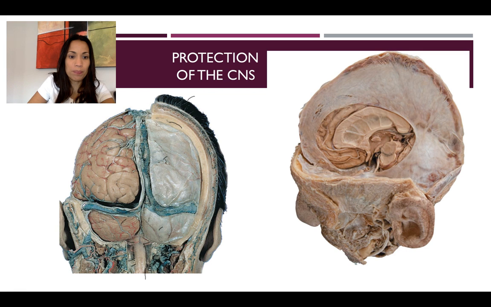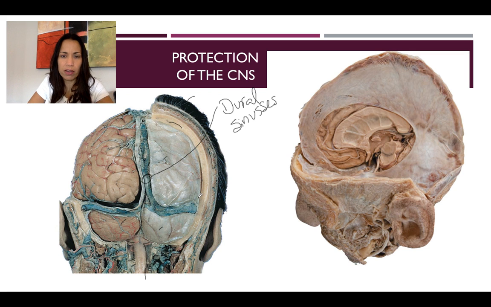These that look like blood vessels are called, and I want you to know right now, dural sinuses. We have several, the superior sagittal and others, but in general I just want you to know they're called dural sinuses, and they act as a vein. They collect the oxygenated blood from the scalp and skull.